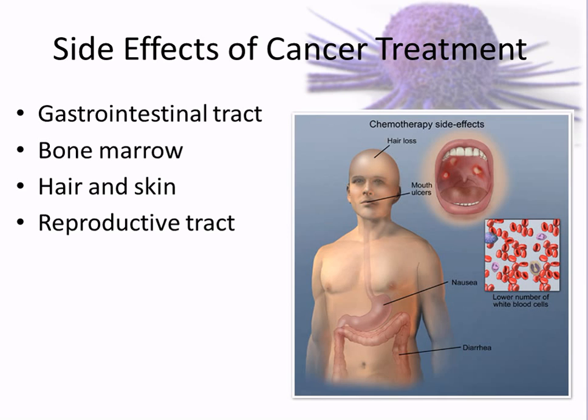What about the bone marrow? What do you worry about in there? Blood cells. Yep. Red blood cells, white blood cells, platelets. These are rapidly replicating cells. How about hair and skin? I'm hoping you're noticing a theme.